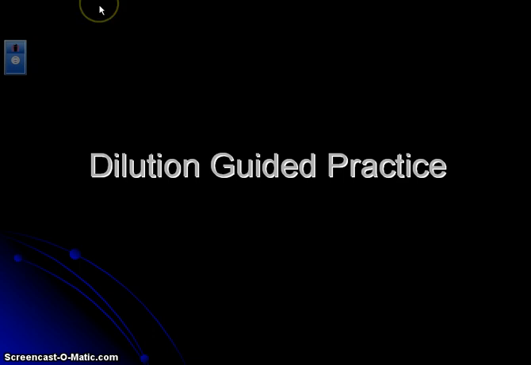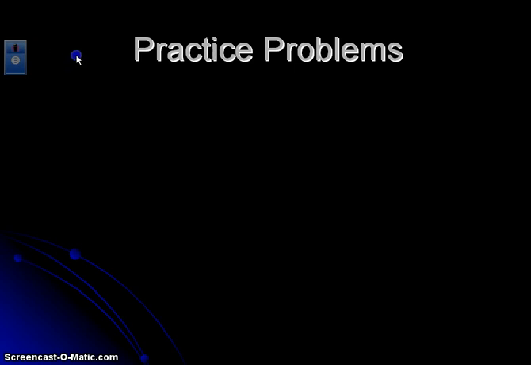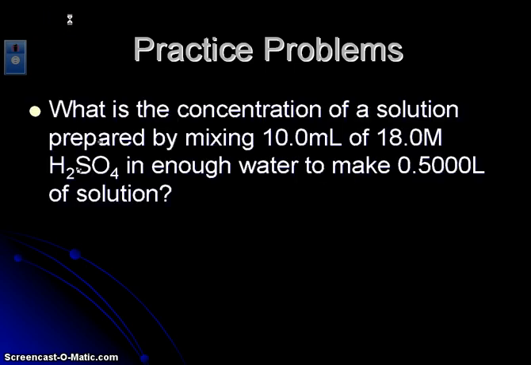The first thing we have to think about when we are working with problems that involve molarity, if we think it's a dilution problem, is that we need to look and be sure. So let's look at an example. Go ahead and read the problem. It's asking us to find the concentration of a solution prepared by mixing 10 milliliters of 18.0 molar sulfuric acid in enough water to make 0.5 liters of solution.